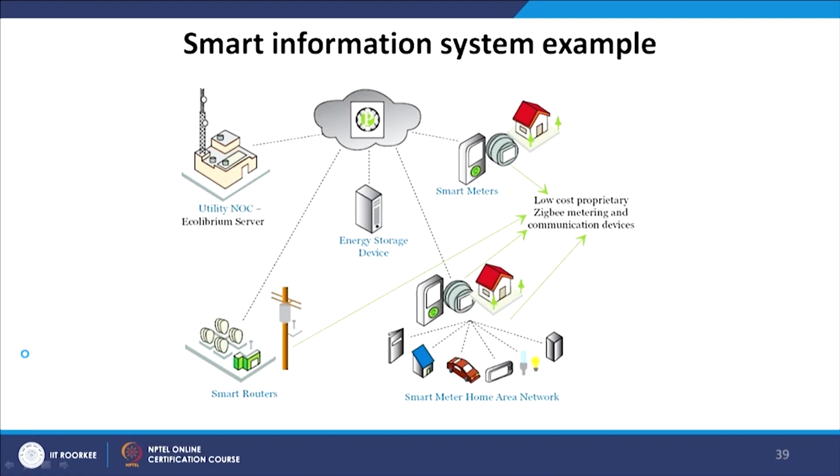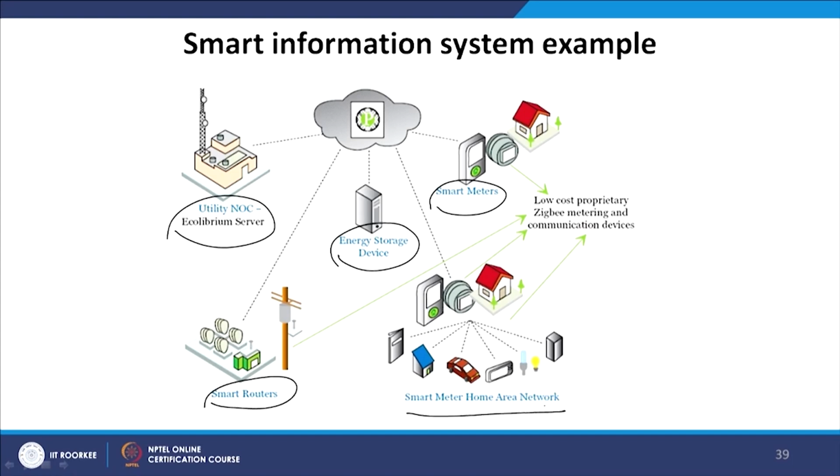Now, if you look at a smart information system example, first of all this is the utility, and we have energy storage devices in place, and then we have the smart meters, and then the smart routers are placed, and the smart meter home area network, through low cost Zigbee metering communication devices, is placed for the exchange of information within the smart grid.